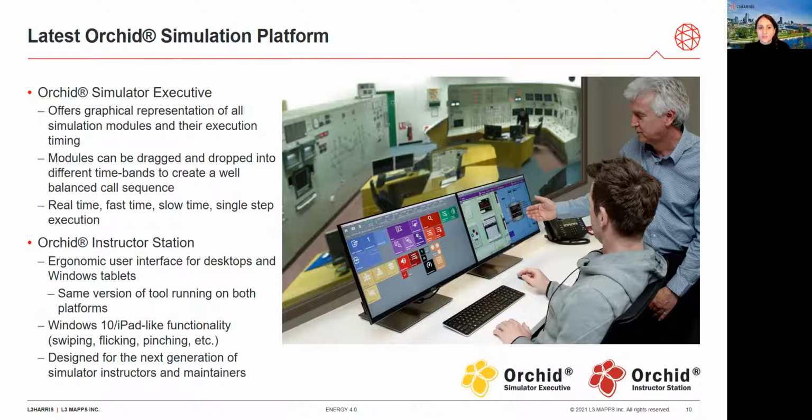The ORCID Instructor Station has been upgraded to a touch version and can be used for desktops and tablets, the same version of the Instructor Station for both desktop and tablets, which uses Windows 10 iPad-like functionality such as swiping, flicking, and pinching, and is designed for the next generation of instructors and maintainers.